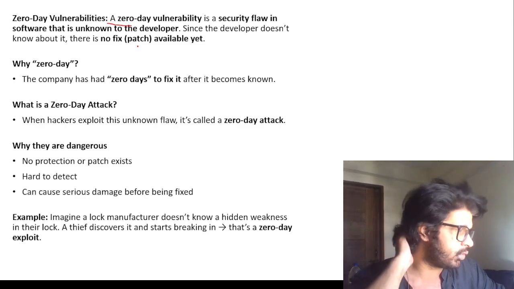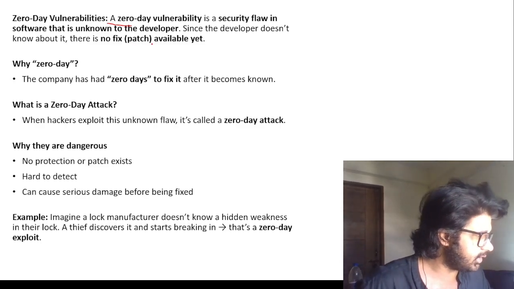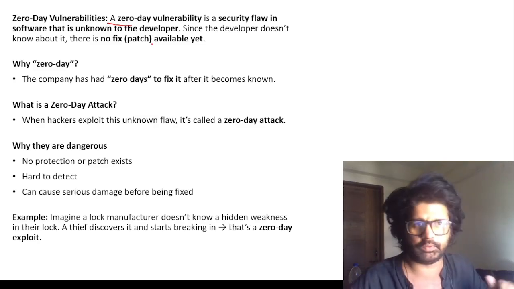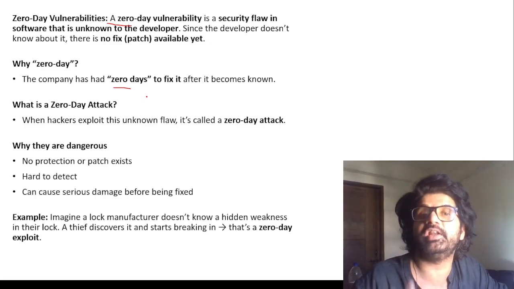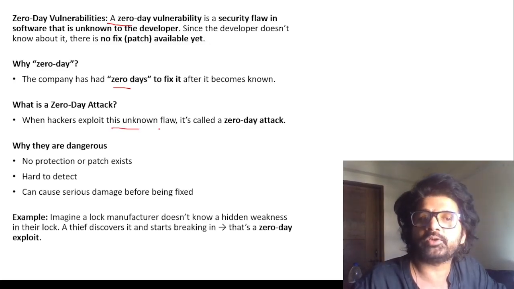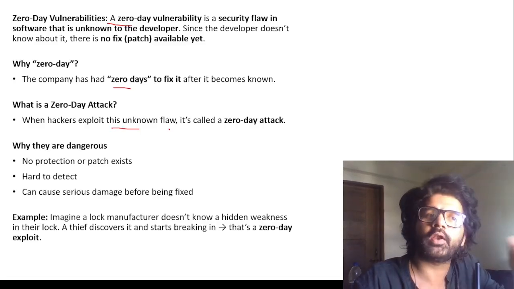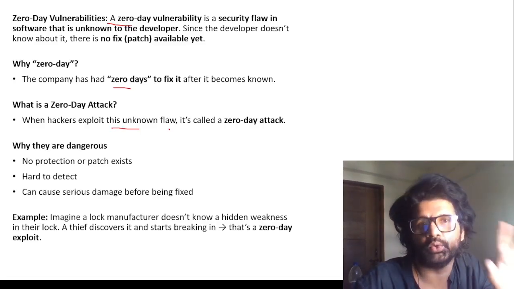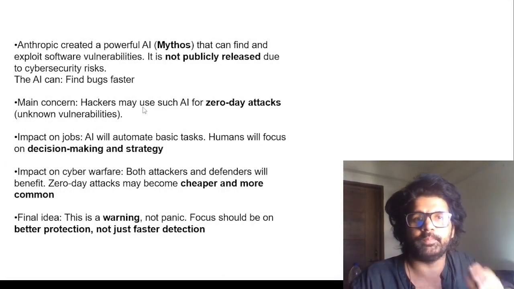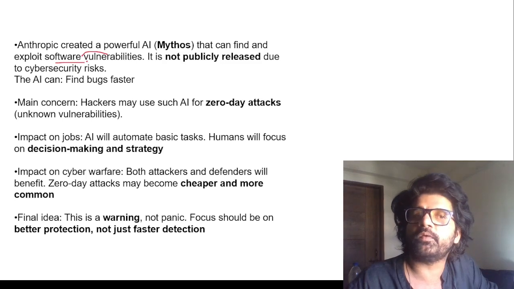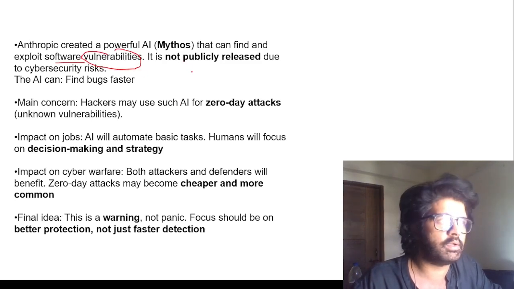So suddenly, if you know about it, you have to fix it at the earliest, because this is a scenario you have never witnessed before. That's why it's a 0-day attack. You cannot tell how many days you will take to fix it. When hackers exploit this unknown, if a hacker knows about these vulnerabilities before you do, he can kill your entity. So that's where this AI Mythos comes into the picture. It can find and exploit software vulnerabilities. If hackers start using these AI models, that will be so bad for us.